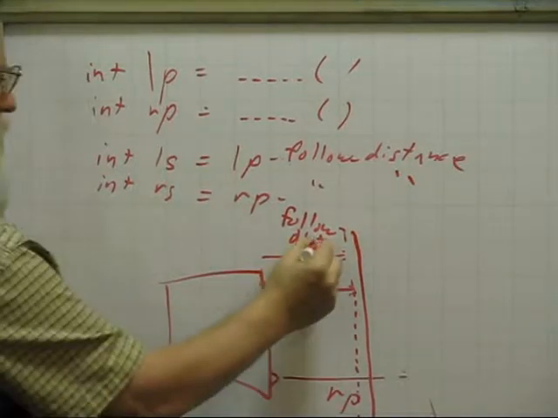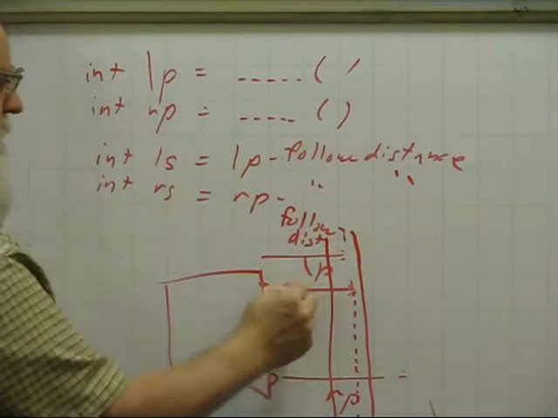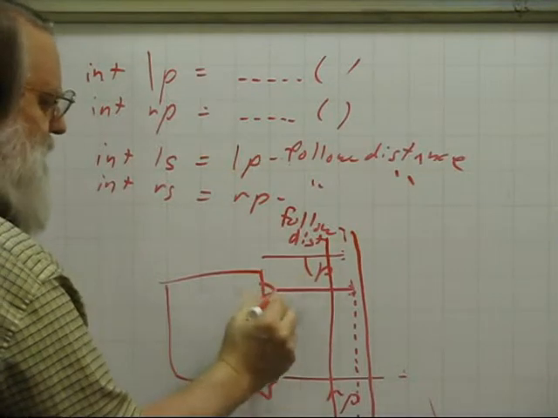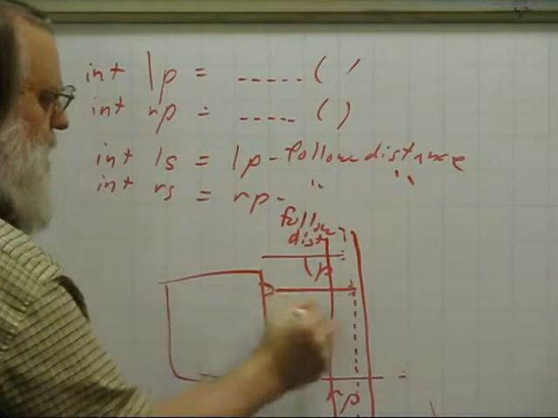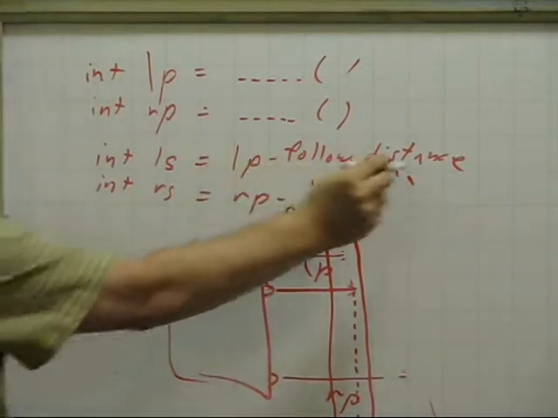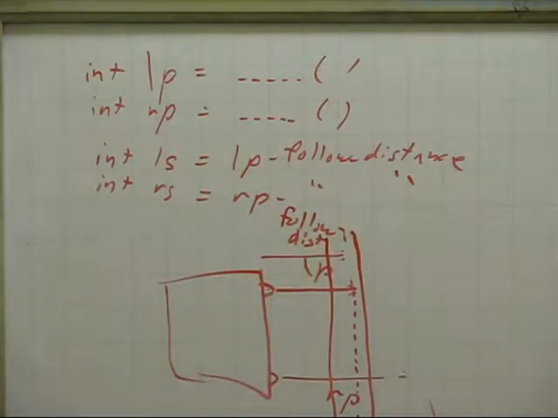Now, when we push this thing forward, now what happens is left ping is greater than the follow distance, and this goes negative, which turns the motors backwards and pushes them back. Okay? That's all there is to it. Now, it's an amazing behavior for that trivial amount of code.